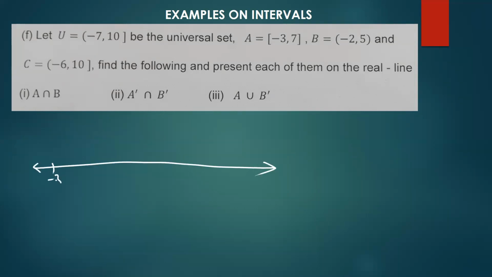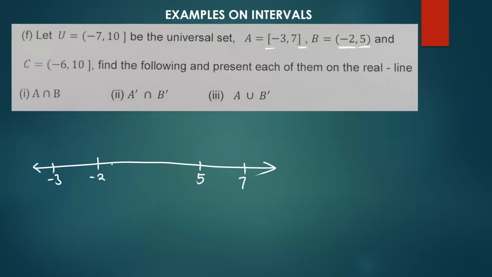So I have -3 and what? And 7. And then for set B, we have -2 and 5. So I'm going to put -2 there and what? And 5. So after drawing this, I can now include the brackets and draw the lines to show the sets.